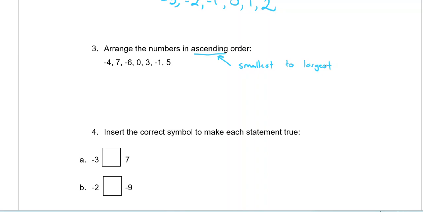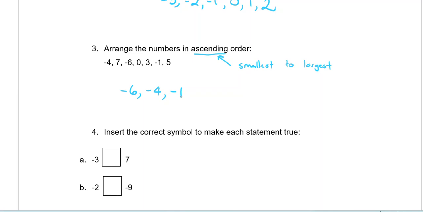Negative numbers are always smaller than positive numbers, okay? So I have 3 negative numbers here. I have a negative 4, a negative 6, and a negative 1. The larger the number on the negative side, the further to the left it is. You can look at the number line up on the roof if you want to. Minus 6 is the smallest because it is the furthest in the negative direction. Okay, so minus 6, minus 4 would be the next one, and then minus 1. So there's all my negative numbers in order.